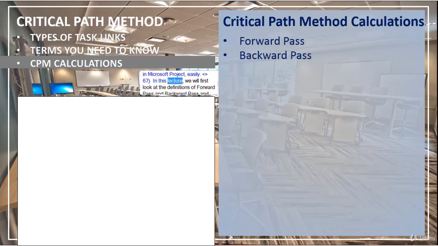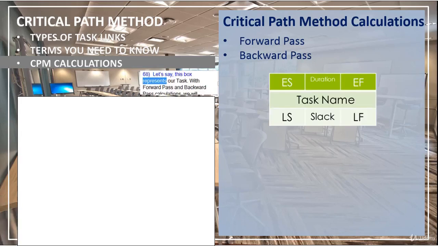In this lecture, we will first look at the definitions of forward pass and backward pass, and then we will talk about how to do the related calculations. While doing these calculations, we will be able to obtain our total slack value. This way, we can find the critical paths.